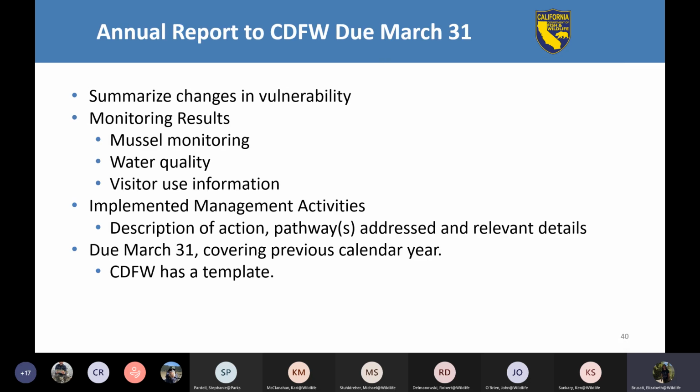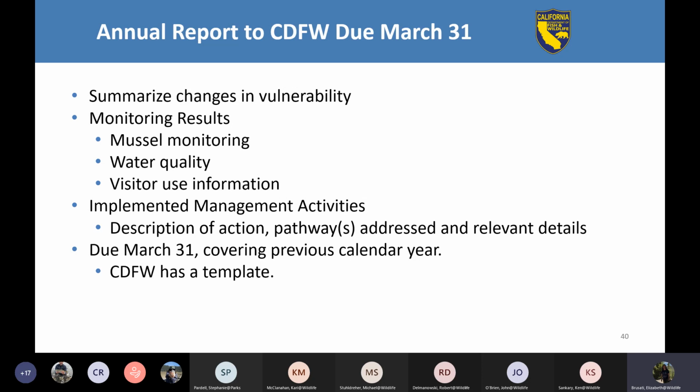And so there is a requirement to submit an annual report to CDFW on March 31st. This is due on March 31st, covering the previous calendar year, so January through December. So the report that's due March 31st next year is going to cover all of 2021.